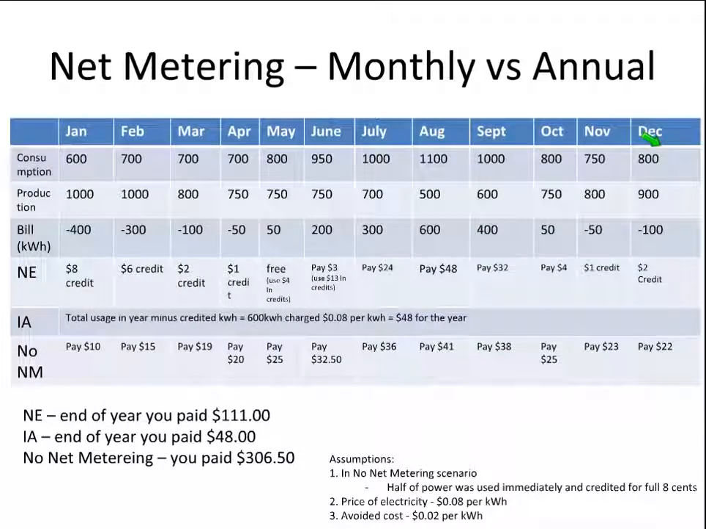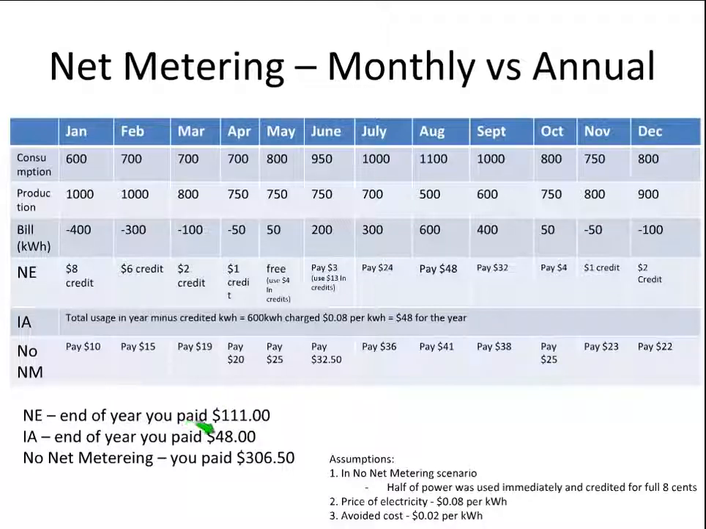So I did this little thing. I'm not going to try to explain it in great detail, but basically what I have is consumption and production over a year for a fictitious house, and three different net metering policies, and what I would pay. I have Nebraska's net metering policy, Iowa's net metering policy, and no net metering policy. If I had Nebraska's policy and these numbers, I would end up paying $111 for electricity total for the year.